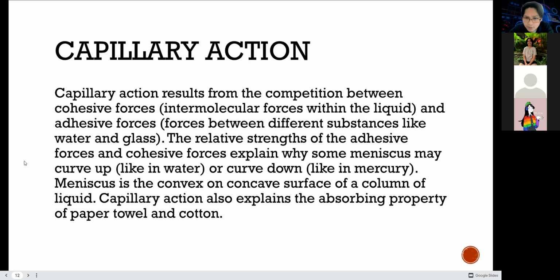Capillary action also explains the absorbing property of paper towel and cotton. Are you familiar with meniscus?